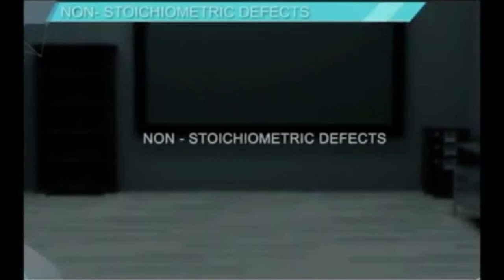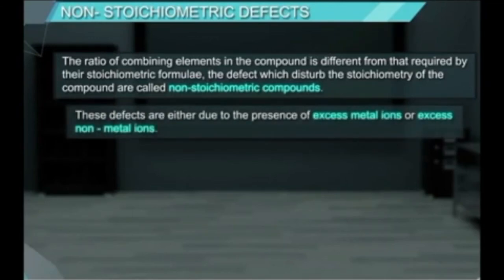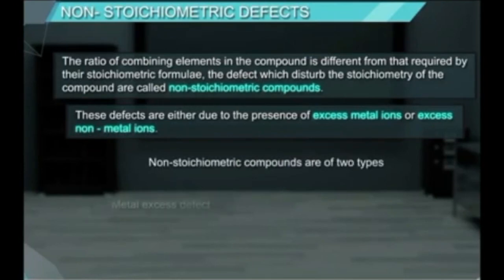Non-stoichiometric defects. The ratio of combining elements in the compound is different from that required by the stoichiometric formula. The defects which disturb the stoichiometry of the compound are called non-stoichiometric defects. These defects are due to the presence of either excess metal ions or excess non-metal ions. Non-stoichiometric compounds are of two types: metal excess defect and metal deficiency defect.